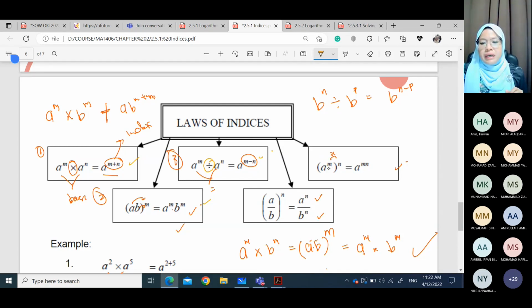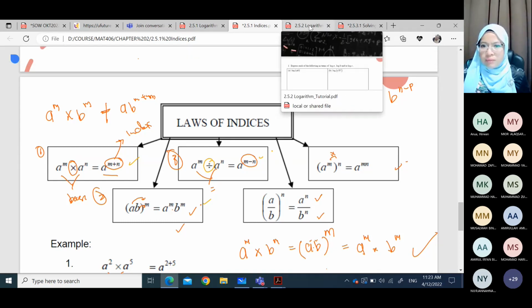Okay, so next one, we have power inside and the whole thing to the power of another power ataupun another index. So we have A to the power of M, N. Okay, yang kat luar ni kita terapkan yang kat dalam ni. Okay, so this is a law of index. Alright.